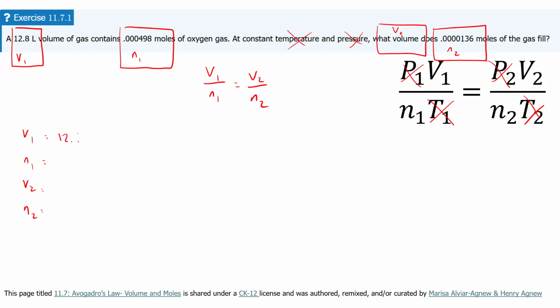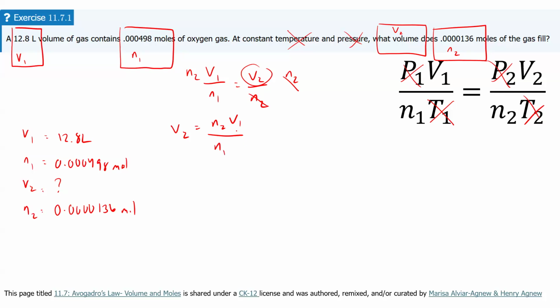V1 is 12.8 liters. N1, 0.000498 moles. V2, we don't know. N2, 0. Then there's 4 zeros. 1, 2, 3, 4. 136 moles. All right. We're looking for V2. So we multiply both sides by N2. I'm going to swap positions. So V2 equals N2 V1 over N1.